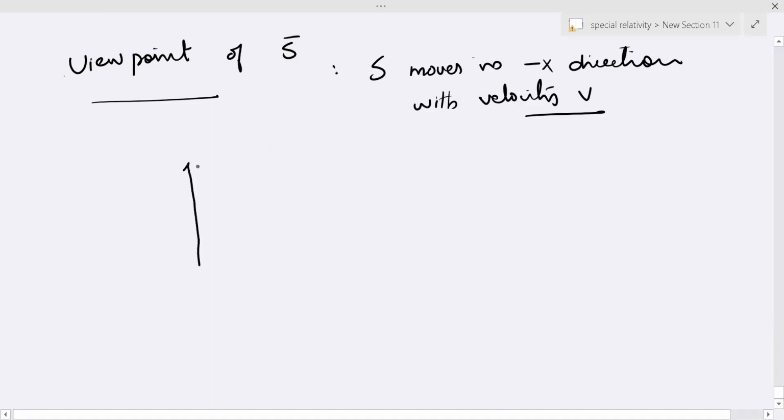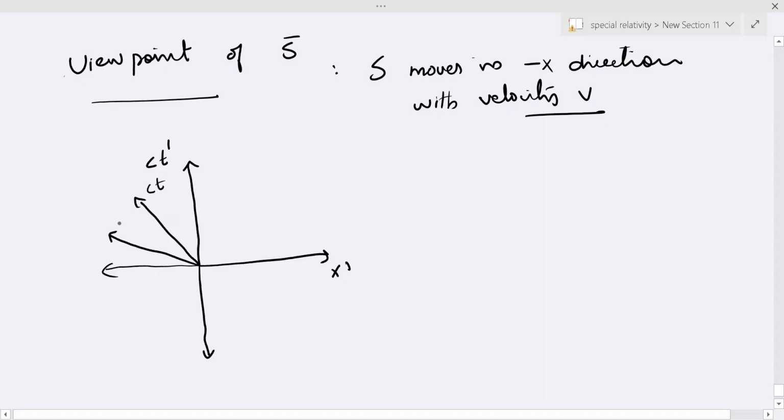If that's clear, now we can talk about the viewpoint of S bar. We can write the coordinates as CT prime and X prime. These are the coordinates of S prime. So according to S prime, S is moving in the minus X direction with velocity V, or it's moving at velocity minus V, so to speak. In that case, we can use the same arguments and see that it's symmetrical. This would be CT and that would be X. So this is the viewpoint of S prime.